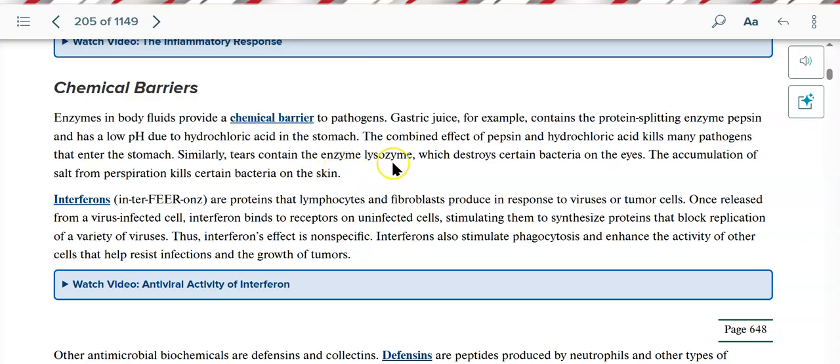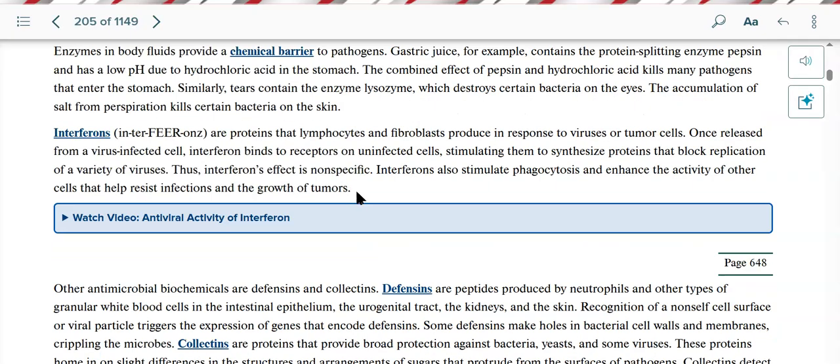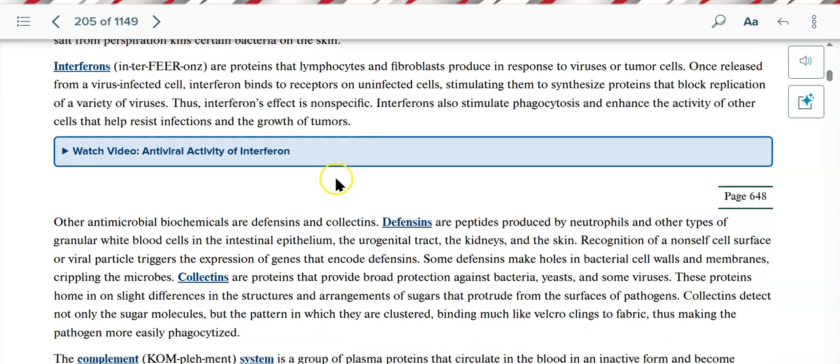Tears have an enzyme called lysozyme that'll destroy certain bacteria on the eyes. And the accumulation of salt from perspiration will kill certain bacteria on the skin. Another chemical barrier, interferons, proteins that lymphocytes and fibroblasts produce in response to viruses or tumor cells. Interferon has been used as a treatment for certain tumors.